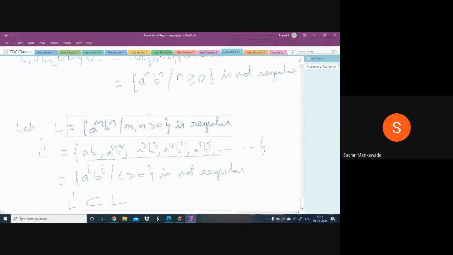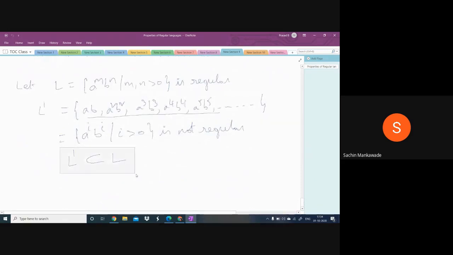And here, the strings in L dash, we have taken from L only. That is the reason here I wrote L dash is a subset of L. Whereas L is regular, L dash is not regular. That is the reason the subset of a regular language may not be regular every time. Sometimes it may be regular. We say closed under subset if it is true in all cases. In this case, L is regular and its subset is not regular. That is the reason subset is not closed. Okay, copy this. This is about properties of regular languages.